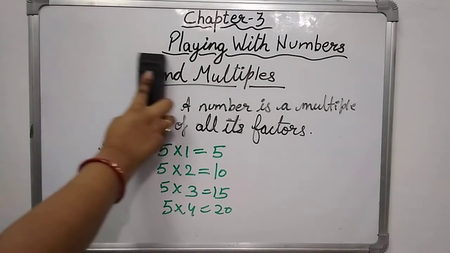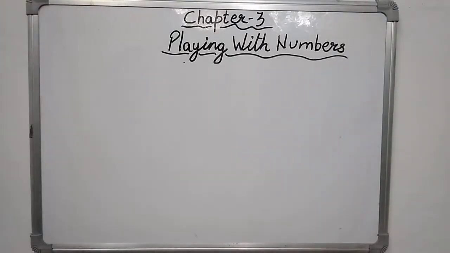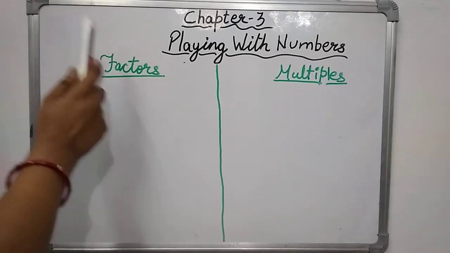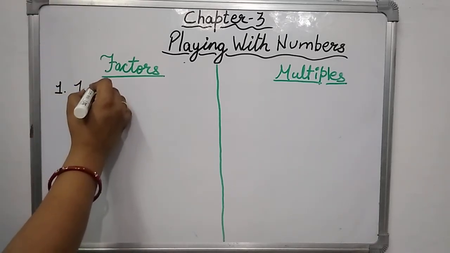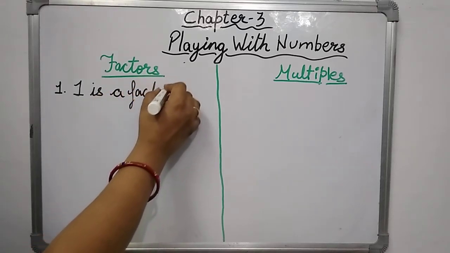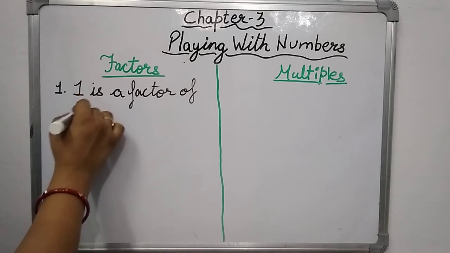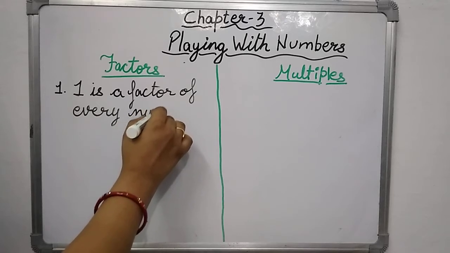Now we have a few facts about factors and multiples that are to be remembered. I will write facts of factors below the factor column and facts of multiples below the multiple column. So number 1 fact is 1 is a factor of every number. One is the only number which is a factor of each and every number.